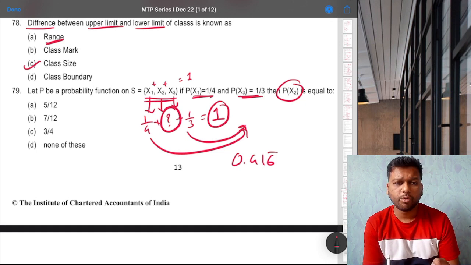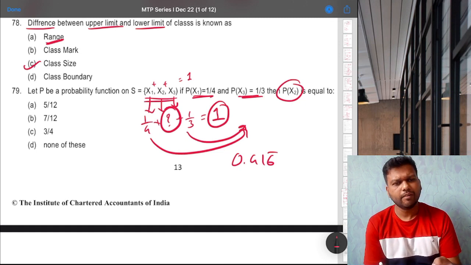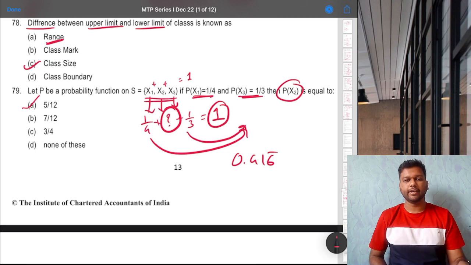So check which option is 0.416 recurring. 5 by 12 is 0.416 recurring. Option A is the correct answer.